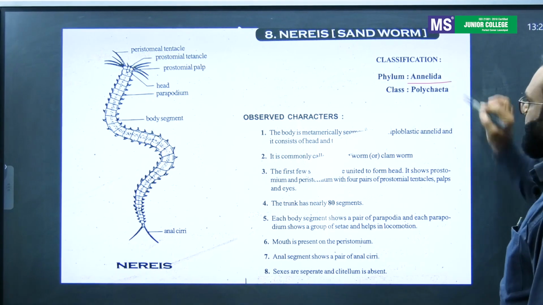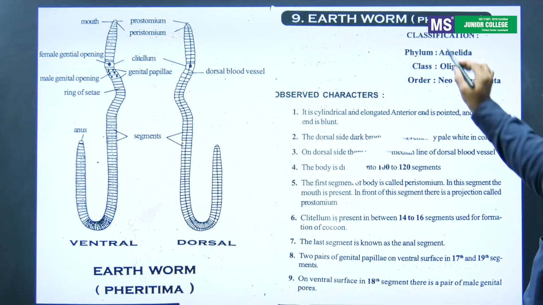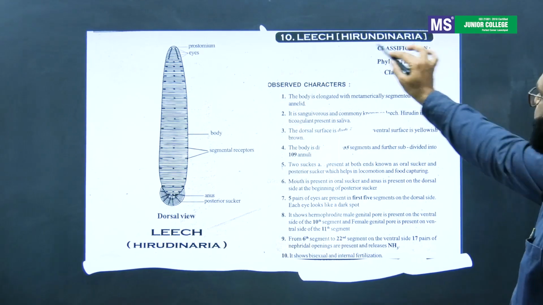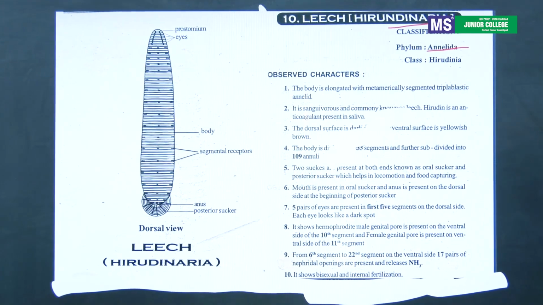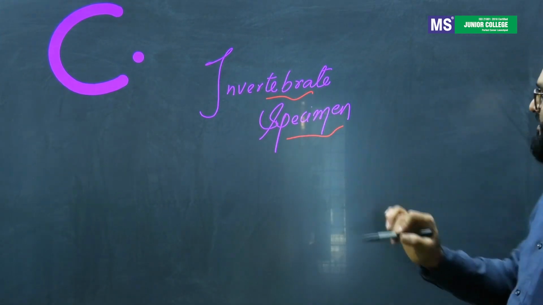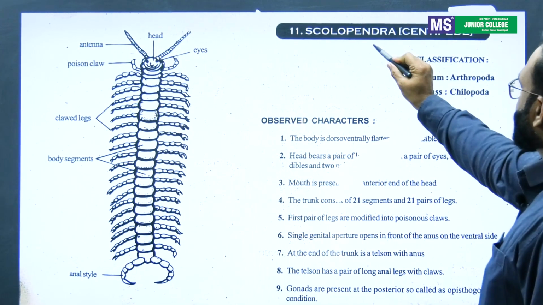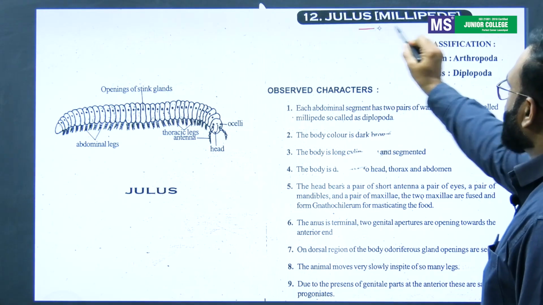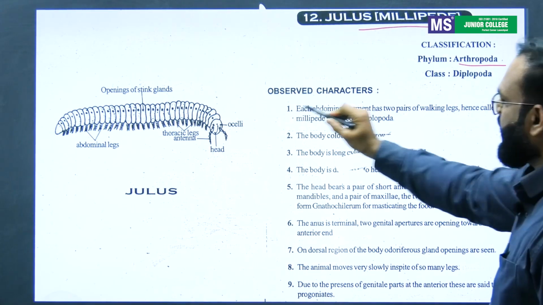Nereis, sandworm, phylum Annelida. Earthworm, phylum Annelida. Leech, phylum Annelida. Now see, in C, invertebrate specimens. See, Scolopendra, phylum Arthropoda. Julus, phylum Arthropoda.